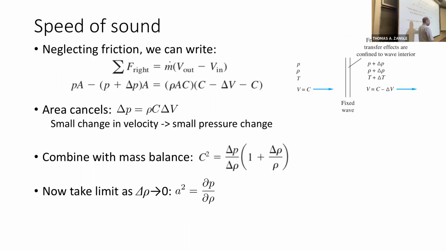Now, as the difference in density across that wave goes to 0, in the limit of having a very, very small disturbance, the speed at which that wave is traveling becomes the speed of sound. This is how we define the speed of sound. It's the propagation velocity of a very, very weak disturbance in pressure. Very, very weak means delta rho goes to 0. We end up with A squared equals dP over d rho.